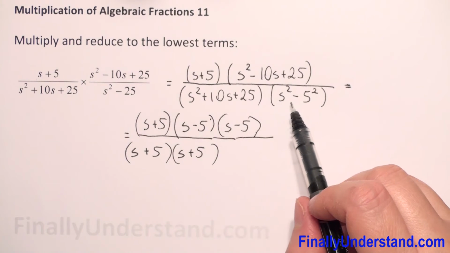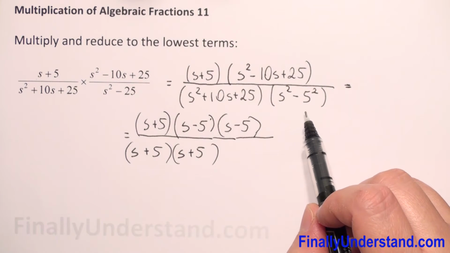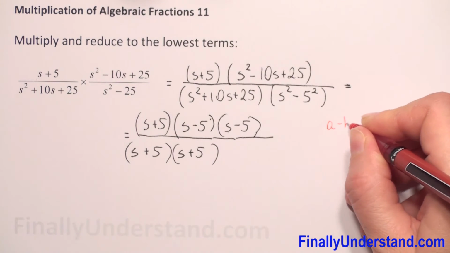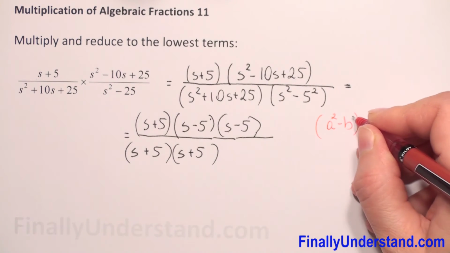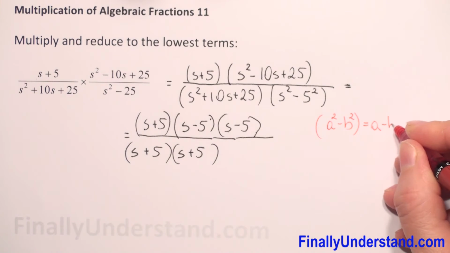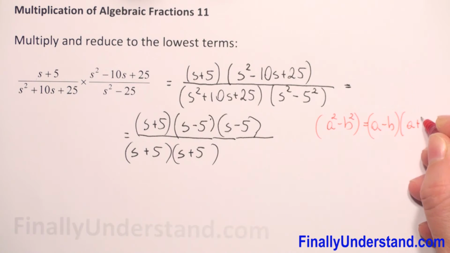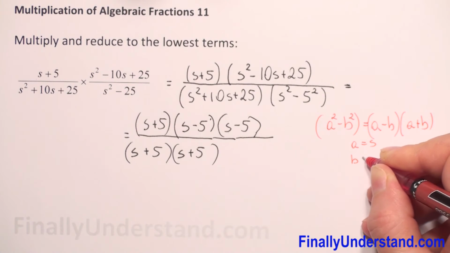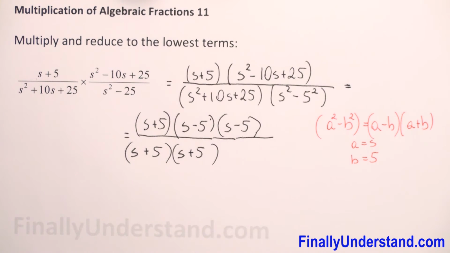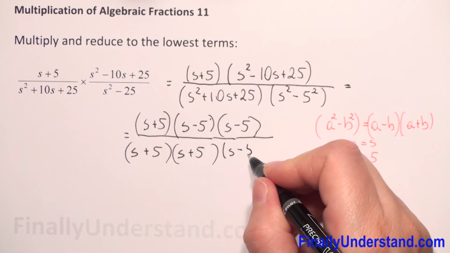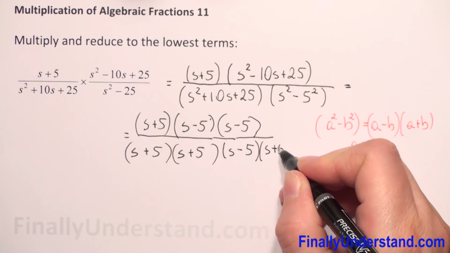And we have s squared minus 5 squared. This is the difference of two perfect squares. If you don't remember, let me remind you of the formula. When you have a squared minus b squared, this is equal to a minus b times a plus b. In this example, our a is equal to s and b is equal to 5. So we will have s minus 5 times s plus 5.